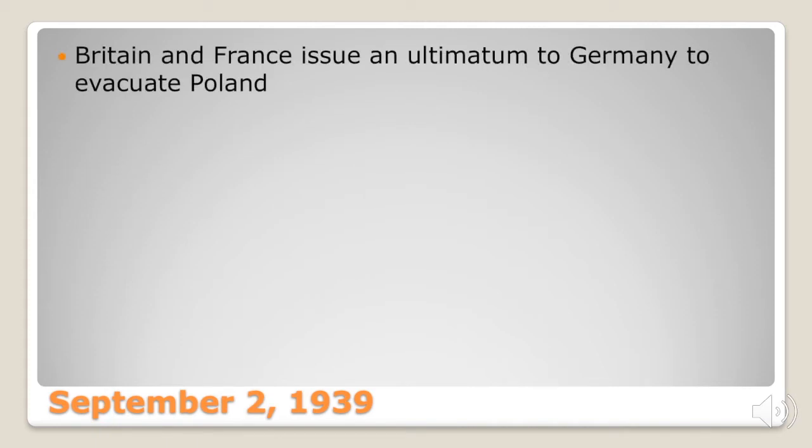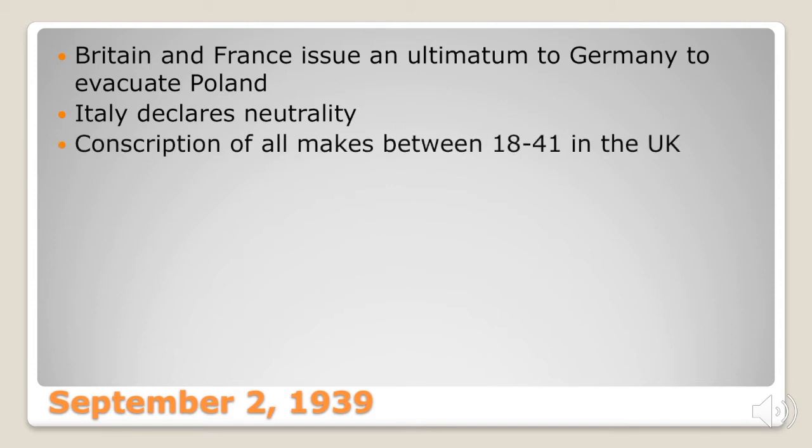When we get to September 2, Britain and France haven't declared war yet, but they give an ultimatum to Germany. And they said, get out of Poland or we will declare war. You need to withdraw from Poland. Italy declares her neutrality. Italy doesn't join the war until the next year. And Britain knows war is happening, and this is when conscription begins with all males between 18 and 41.